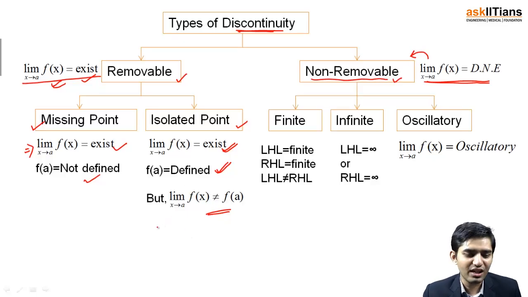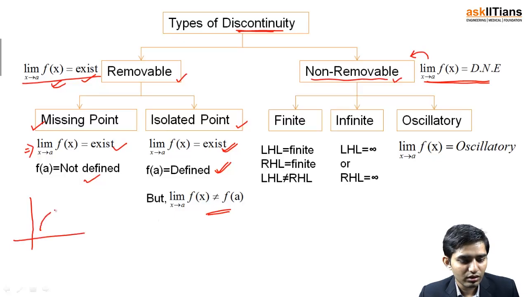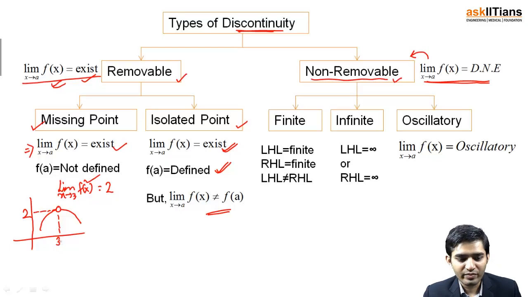So basically, if I give you an example of missing point discontinuity, it will be something like this. If I say that this is point 3 and the value at this point is 2, then in this case what is the limit as x tends to 3? The limit of the function f(x) as x tends to 3 will be nothing but 2. So the limit exists, right? But the value of the function is not defined. What is f of 3? F of 3 is not defined because there is a circle, right? So this type of discontinuity will be called missing point type. And why the name missing point?